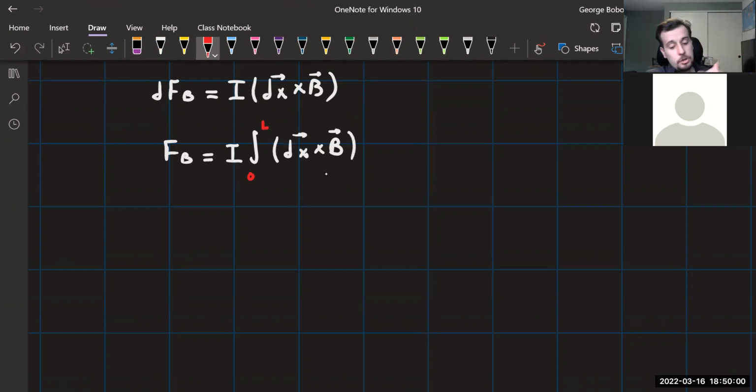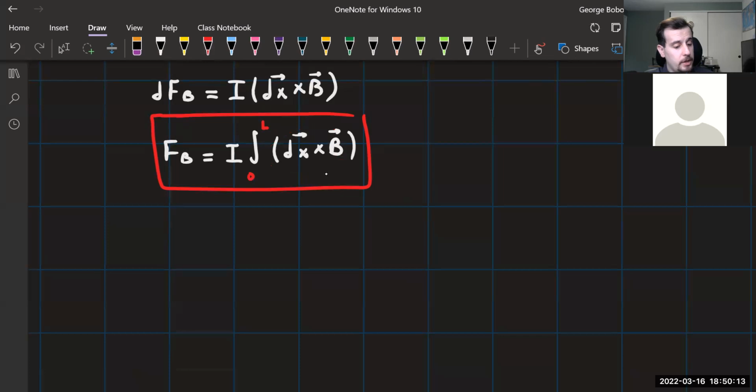So truly, I would keep this as the equation that finds the force for a current carrying wire. Because again, the cross product matters. If these happen to be parallel, then you're not going to get a force on your wire. You know what I mean? So it's only when they make an angle that you get a force.